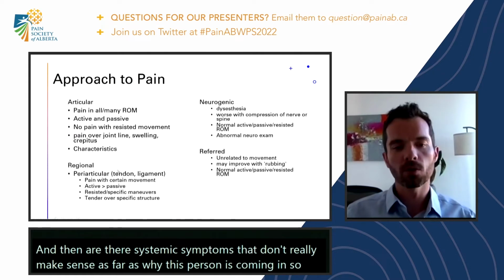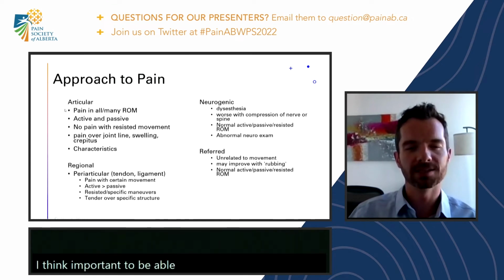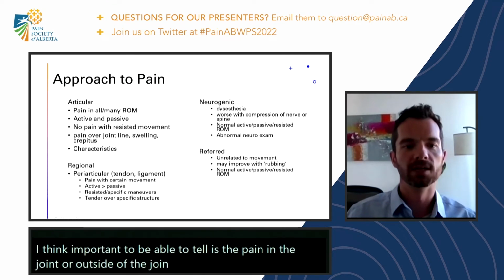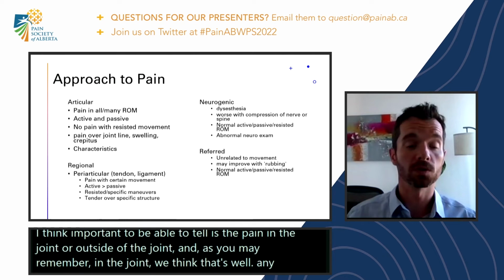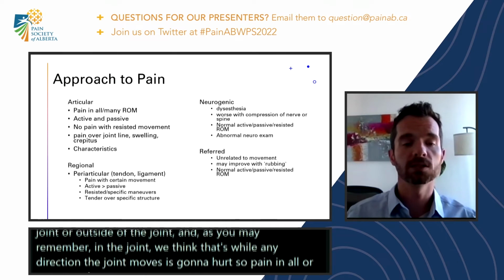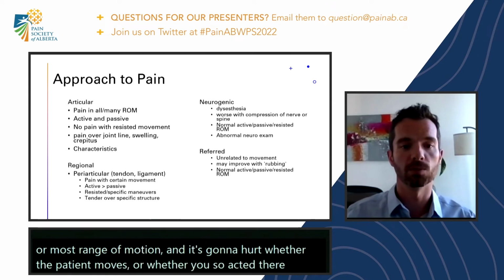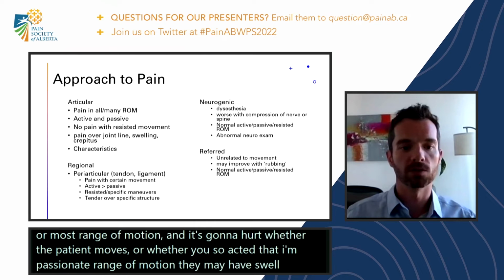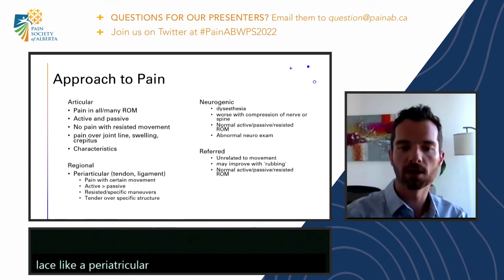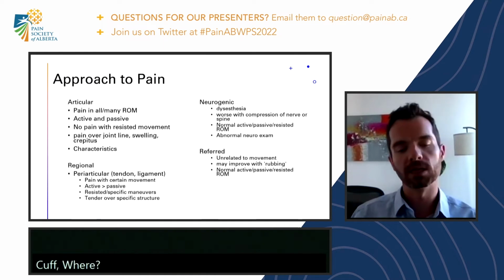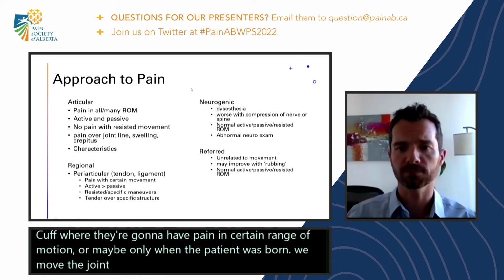Also, going back to how we approach pain in med school, it's important to be able to tell: is the pain in the joint or outside of the joint? As you might remember, in the joint, any direction the joint moves is going to hurt, so pain in all or most range of motion. And it's going to hurt whether the patient moves or whether you move the patient, so active and passive range of motion. They may have swelling or tenderness over the joint line. Compare that to a periarticular pain, say a rotator cuff, where they're going to have pain in certain range of motion, or maybe only when the patient moves, but when you move the joint, they feel okay.